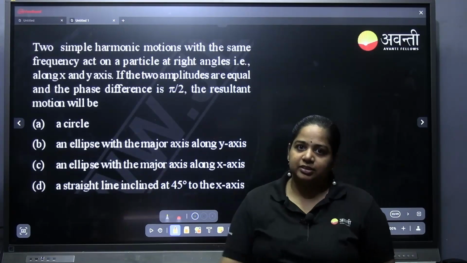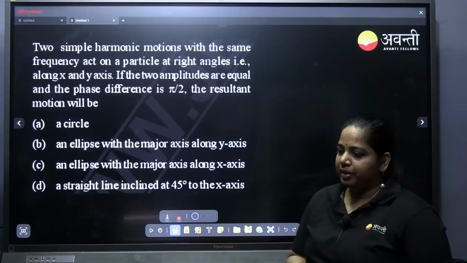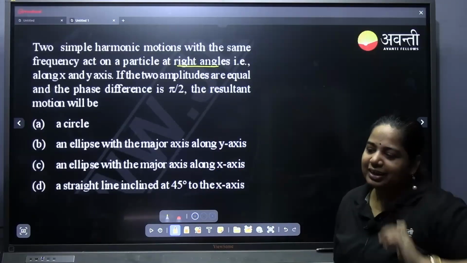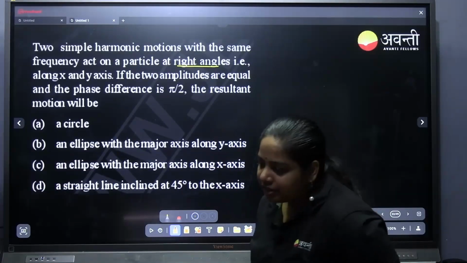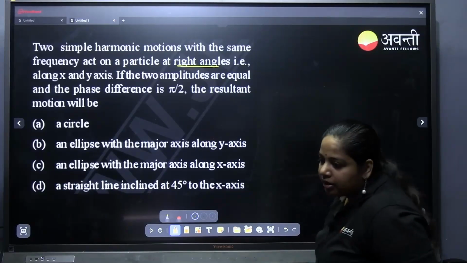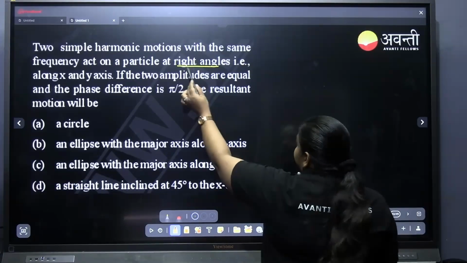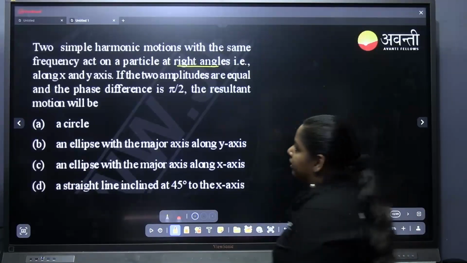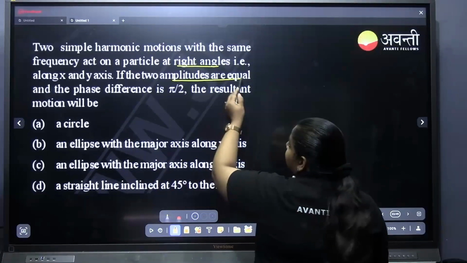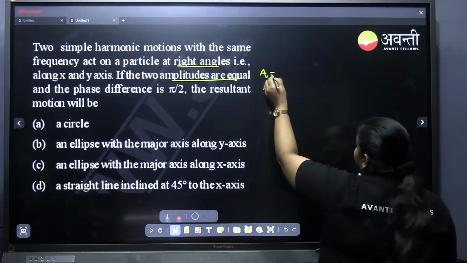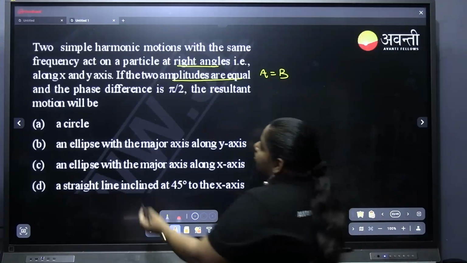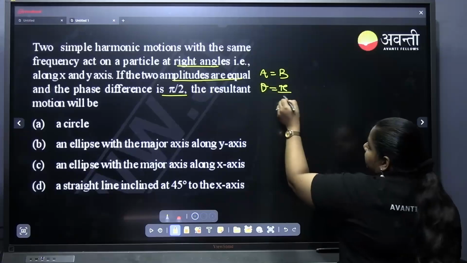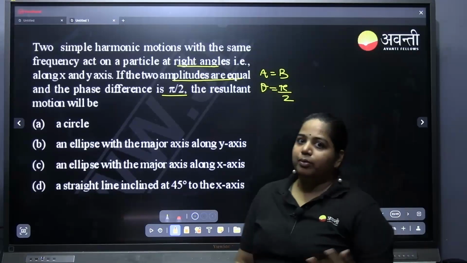We just discussed this superposition of SHM. Is it C? See, it is at right angles. Okay, right angle means superposition of perpendicular SHM, and amplitudes are equal. Amplitudes equal means A equal to B, and phase difference is pi by 2 means theta equal to pi by 2. So what will be the resultant motion?